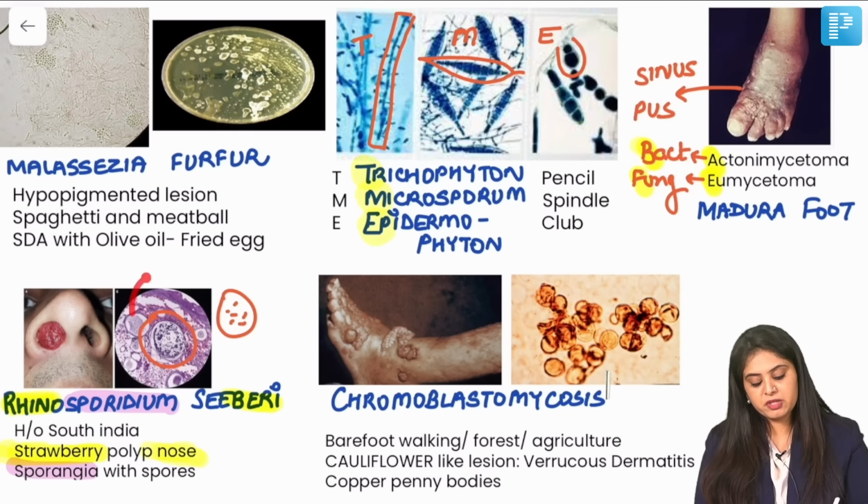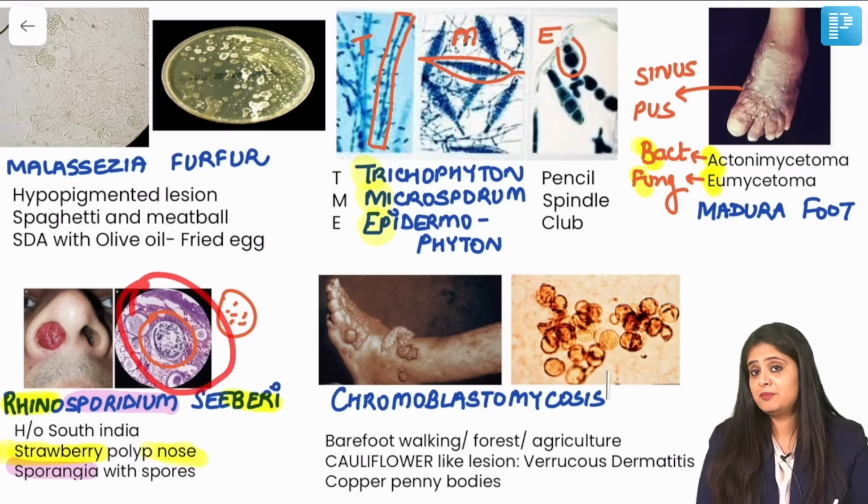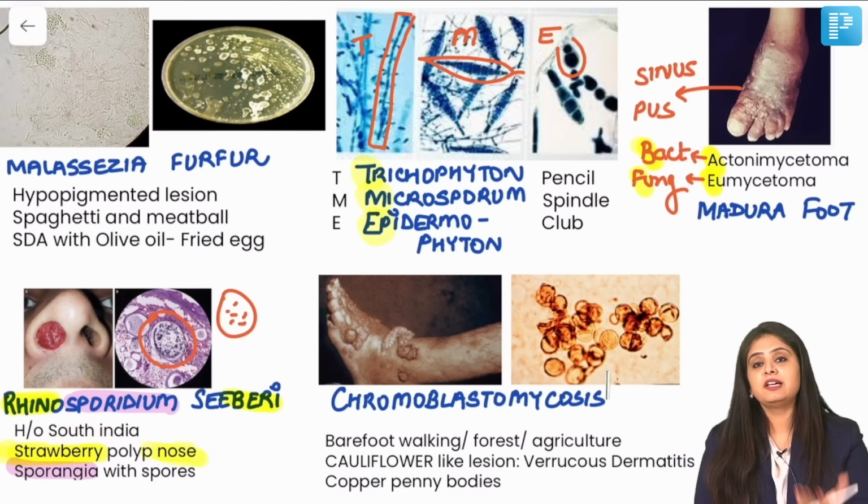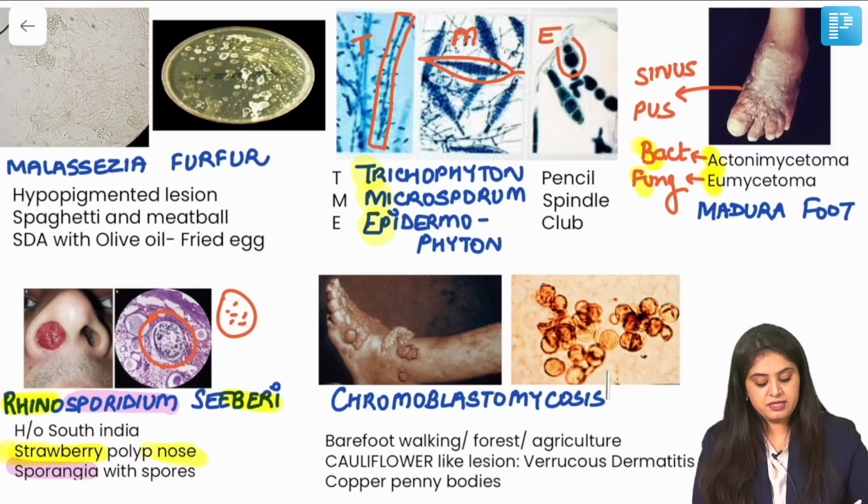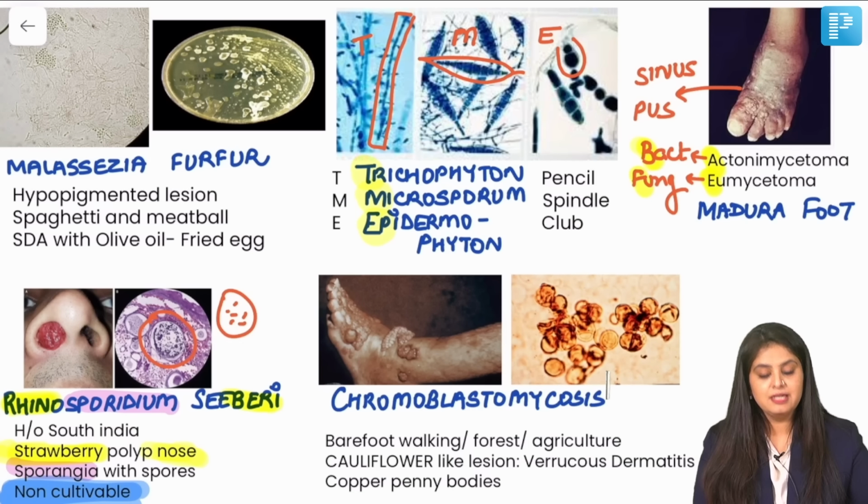But do you think this is the picture that I'll ever be able to pick up in the exam? No. What I'll pick up will be the history, I'll pick up the strawberry polyps, and then they will ask me how will you grow this? Do you use a blood agar, chocolate agar, SDA agar? And you will say nothing, because this organism happens to be non-cultivable. That's a previous year question. One slide of fungus is done.